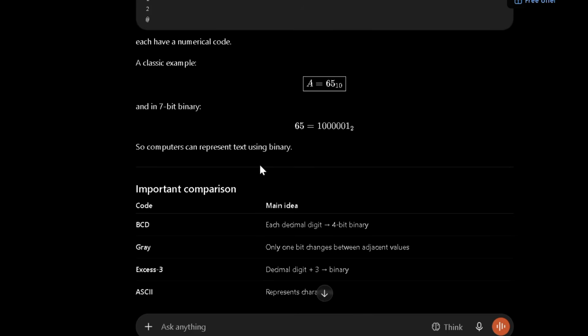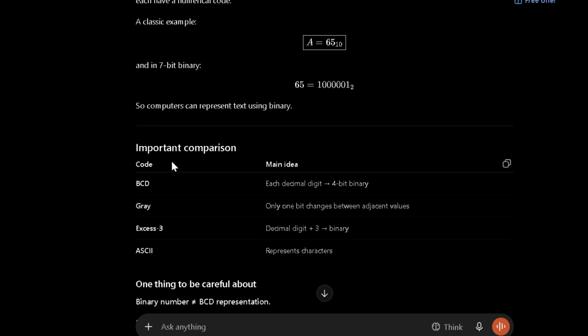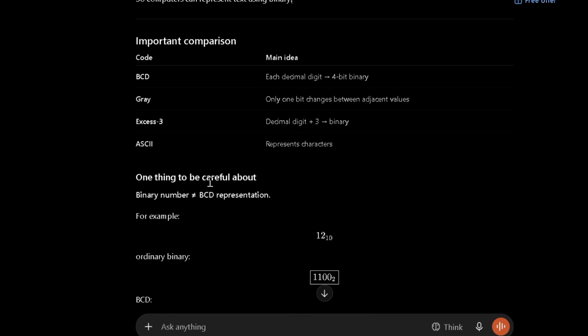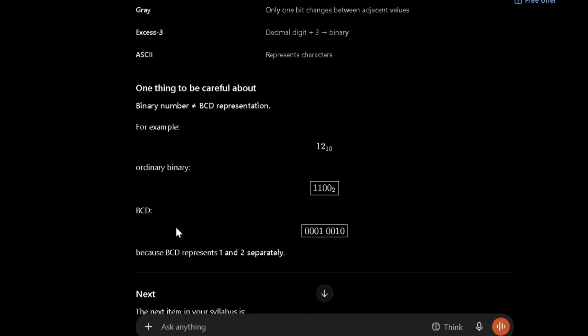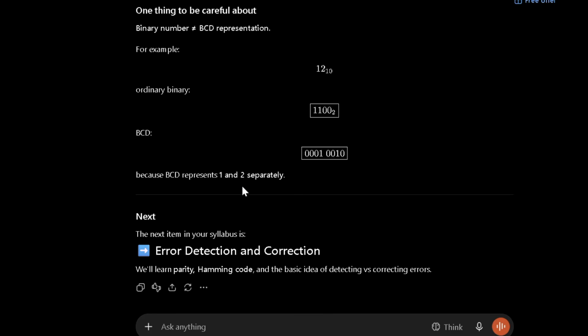Important comparison of codes. In BCD, each decimal digit is a 4-bit binary. In Gray code, only 1 bit changes between adjacent values. In Excess-3, decimal digit plus 3 is represented in binary. ASCII represents characters. One thing to be careful about: a binary number is not equal to its BCD representation. For example, for 12, ordinary binary is 1100, while BCD is 0001 0010 because BCD represents 1 and 2 separately. The next item in my syllabus is Gray code.